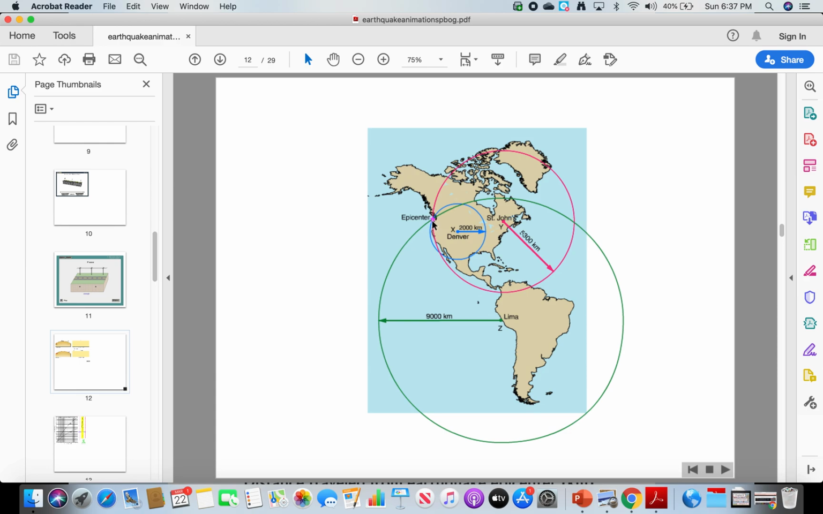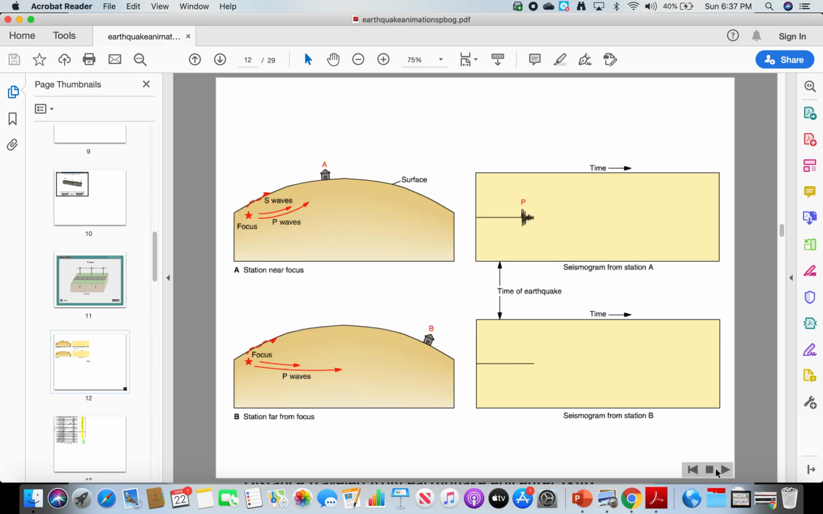There's 3 lines, and if they don't all intersect perfectly, you get a little triangle. We're using 3 data sets, so this process is called triangulation. So that's the process.